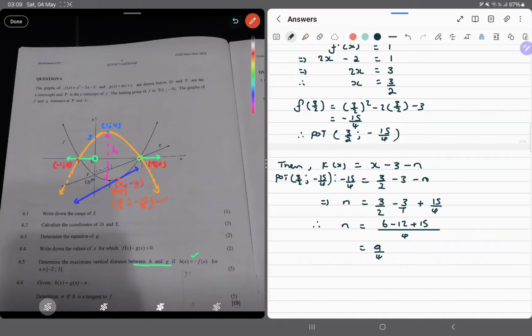Yeah. So that is 9 over 4. So that is the value of n, guys. So we can leave it at that.